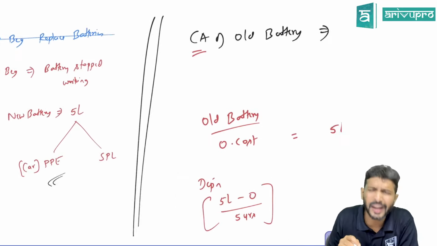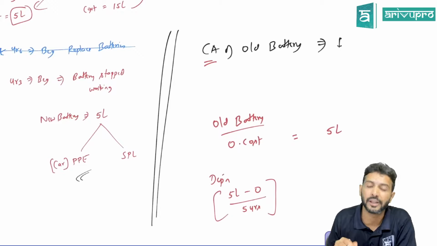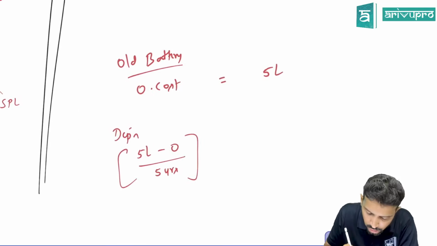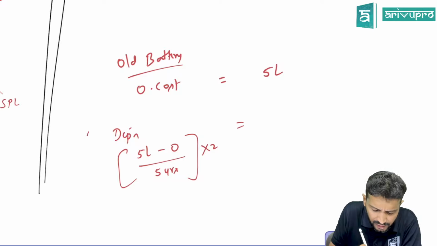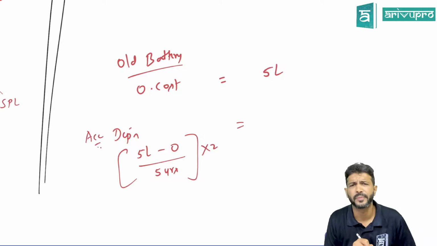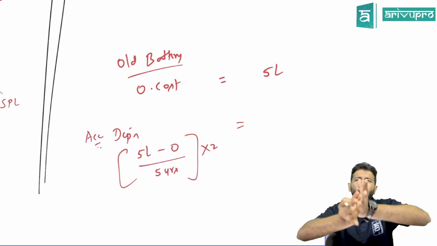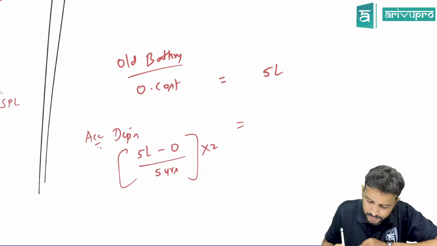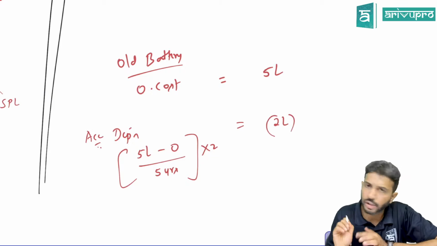Here, did I use this battery only for 1 year or how many years? In my example, I've used this old battery for 2 years. So if I multiply by 2, I will get accumulated depreciation. Accumulated depreciation means total depreciation of this battery. So how much is this? 2 lakh.